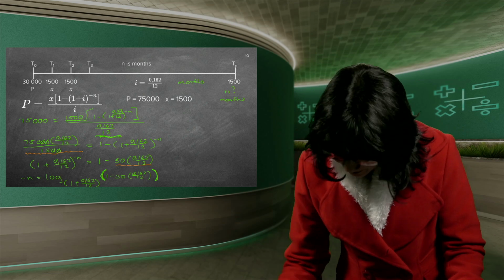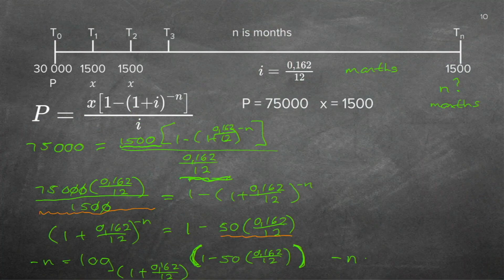Okay, there you get the answer. Minus n is equal to 83.81. Remember what I said? This is now months, but it's minus. Sorry, it's minus on my calculator. But I don't want minuses, so I need to change it to a plus. So I'm just going to say n is equal to 83.81.